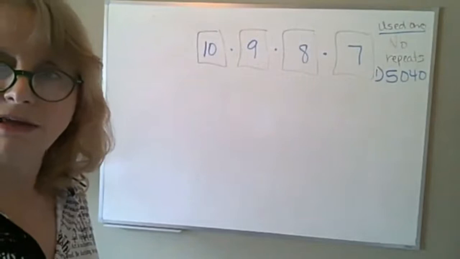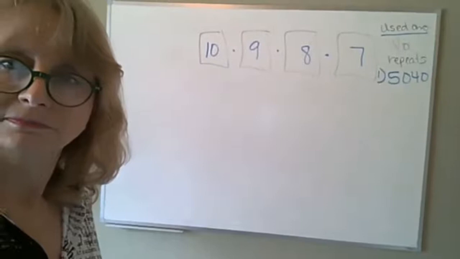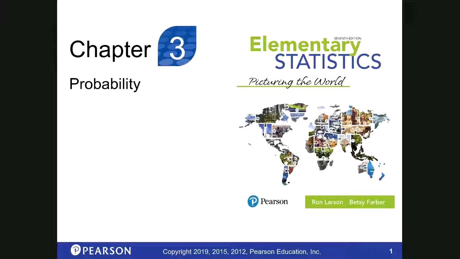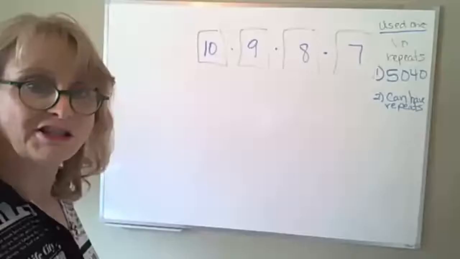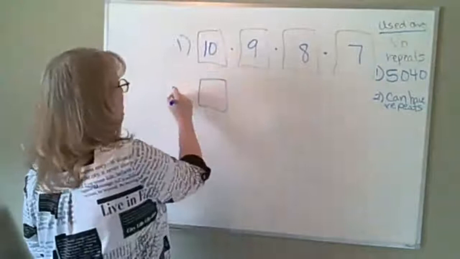Okay, so let's look at option two. Sorry about that. Option two says each digit can be repeated. So for option two, we can have repeats. So I have four slots again. This is option one, option two. We still have four slots to fill.